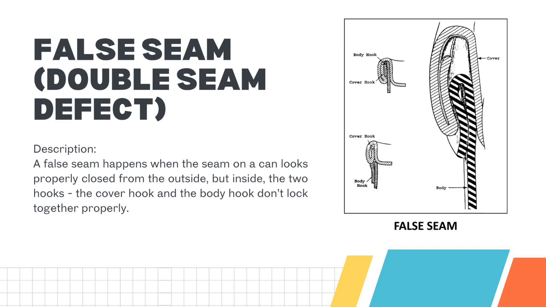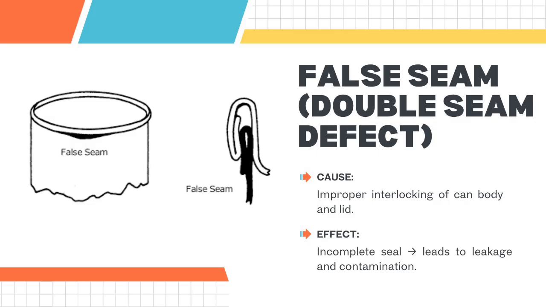So what causes this? Well, the improper interlocking of can body and lid. Also, the main reasons are worn out seaming and also the incorrect machine settings or misalignment between the body and the lid. The effect can be dangerous as it can lead to leakage and contamination. Improper seams allow air or contaminants to enter the can, leading to product spoilage or even health risk for consumers.